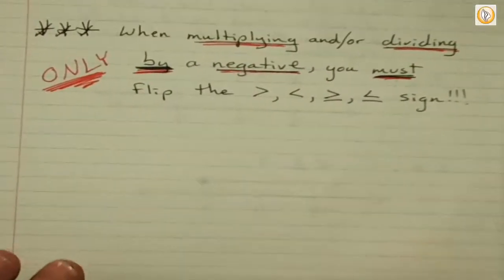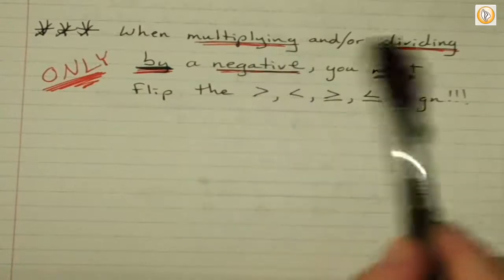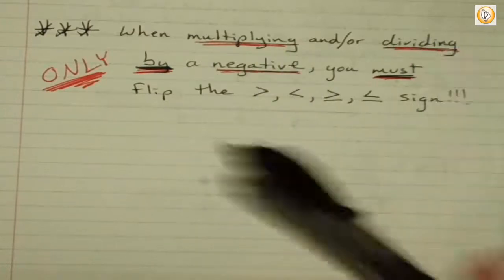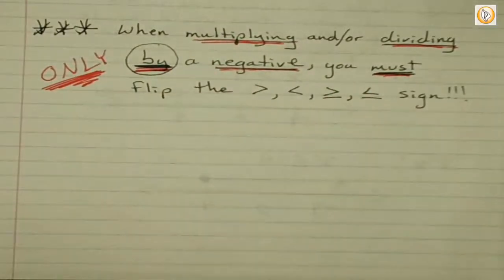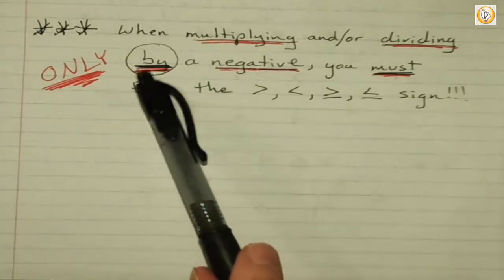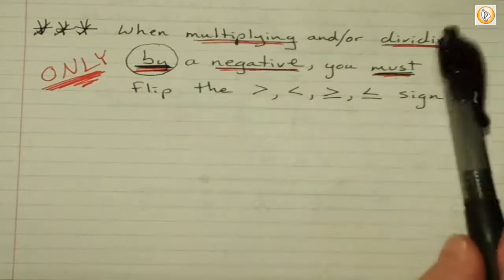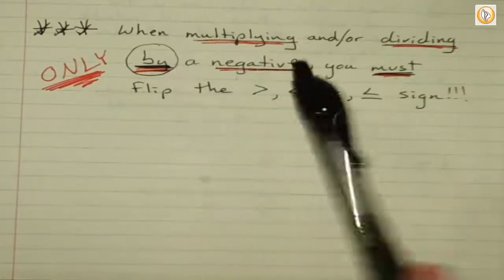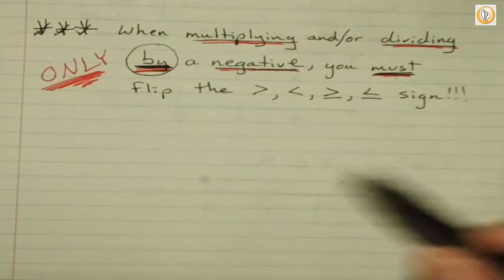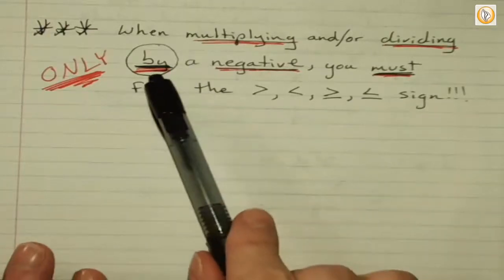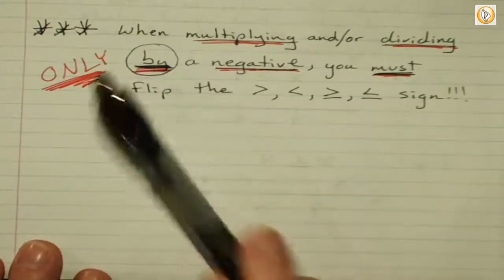These are key words. When multiplying and or dividing by a negative, you must flip the inequality sign. And I'm going to show you that. The key word: by a negative. If you're multiplying and or dividing by a negative. Common mistake in students, every time they see a negative sign and they're multiplying, they flip the sign. No. If you're multiplying and dividing by a negative.